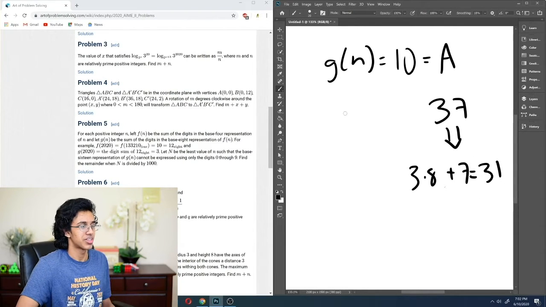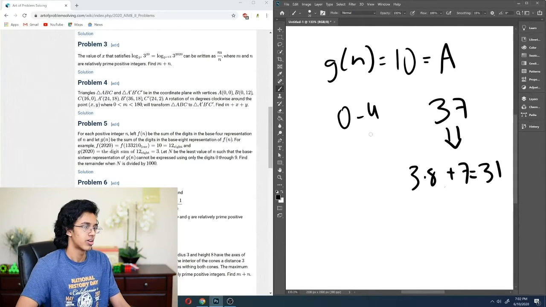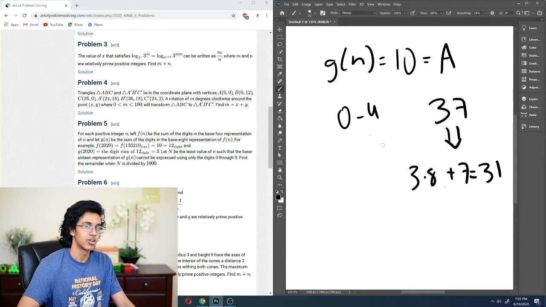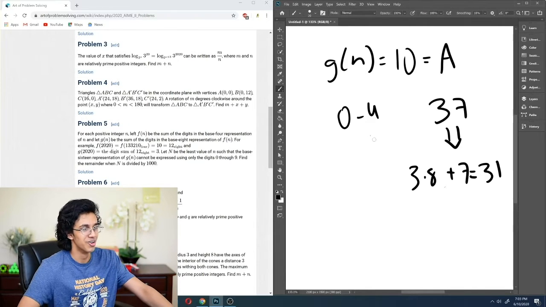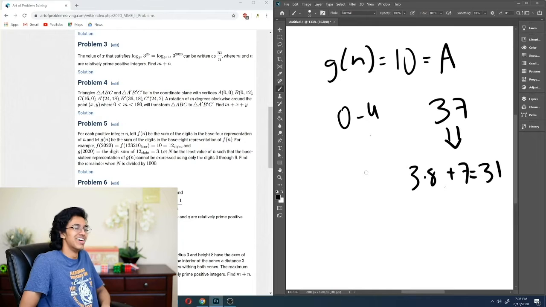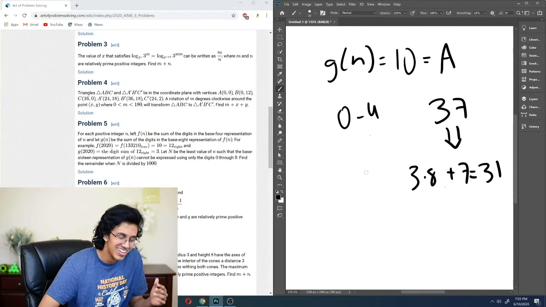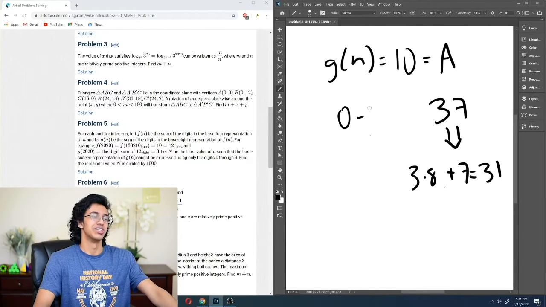So you basically know that each digit is 0 to 4, right? Right? That's right, okay? Nope. I literally thought I was right. What am I doing? Okay, anyways, the point is, it's 0 to 3.